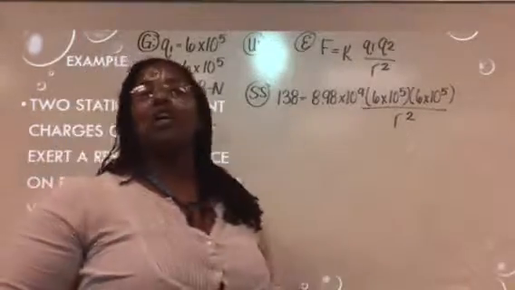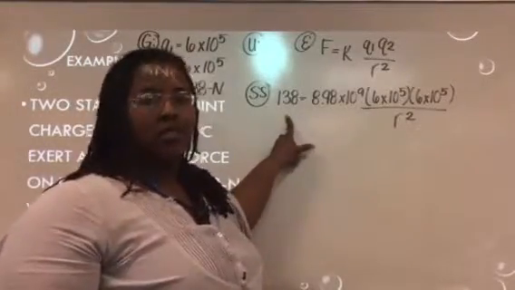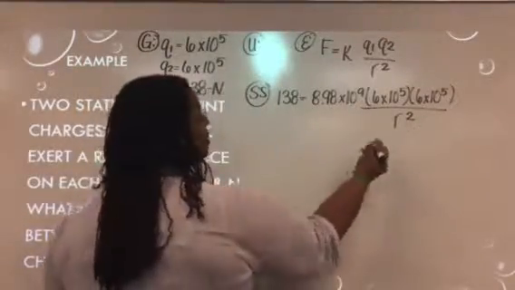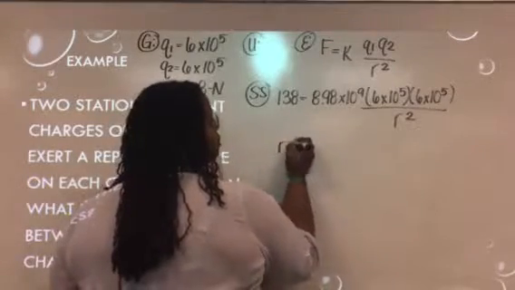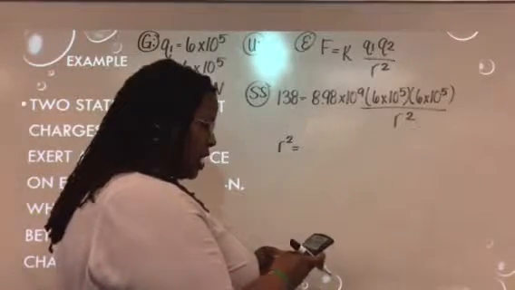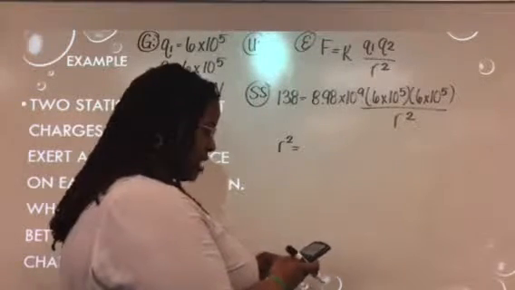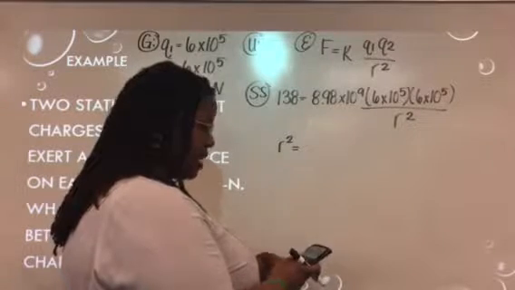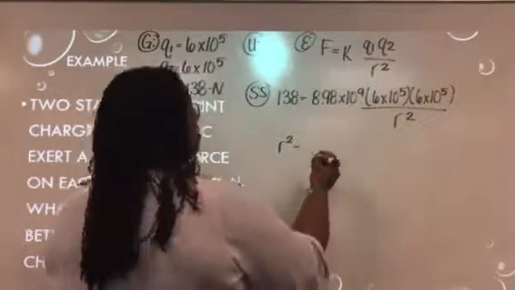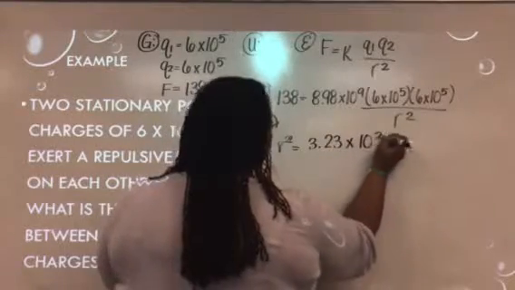Now, if you've been with me for any number of time, you've heard me say that R squared and F simply switch places. So we're going to switch the places of those two, multiply through on the top, and see what we get. So we're going to move our R squared over. Grab your calculator. We'll do 8.98 times 10 to the ninth power multiplied by 6 times 10 to the 5th power times 6 times 10 to the 5th power. And that's going to leave me with 3.23 times 10 to the 21st power.